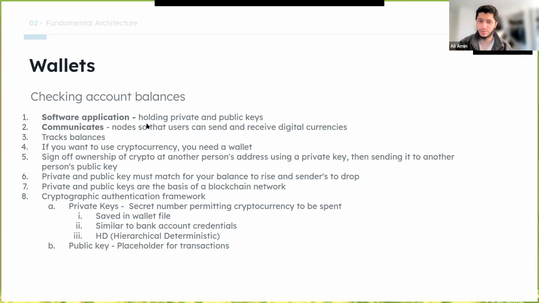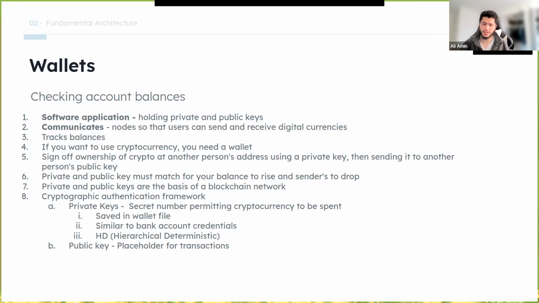So what it does is you put in your public and your private key, like your username and your password. Now it knows to query the blockchain for all of the transactions with this public key and then update that, and that's your account balance. When you want to do a transaction, it speaks to a nearby node and lets it know, hey, I want to send or receive something.